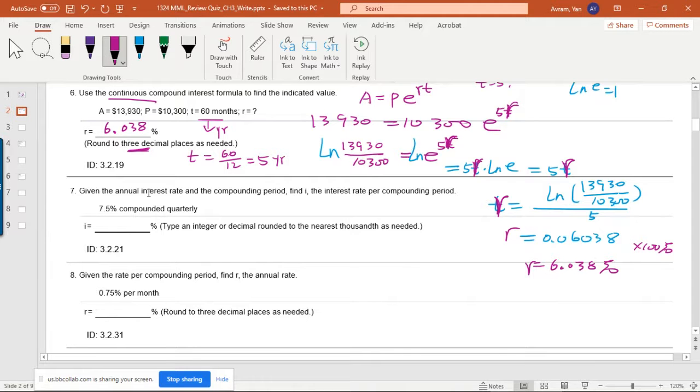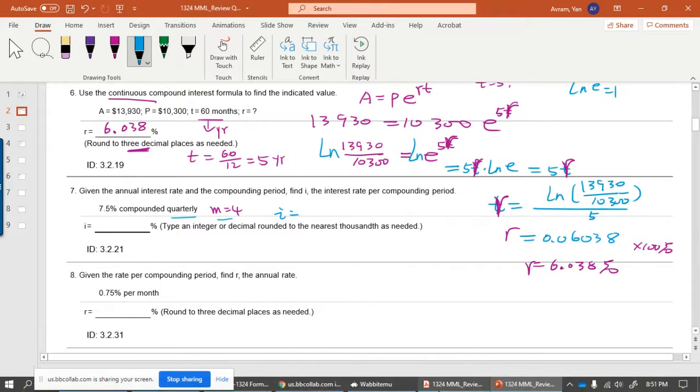All right, number 7, given the annual interest rate and the compound period, find the i. Okay, if you have a 7.5 compounded quarterly, quarterly means that m will be equal to 4, right? So that's 4 quarters a year, so m is equal to 4. And how much is the i? Well, if you do not know i, as I mentioned earlier, you can come back to look at the formula sheet.